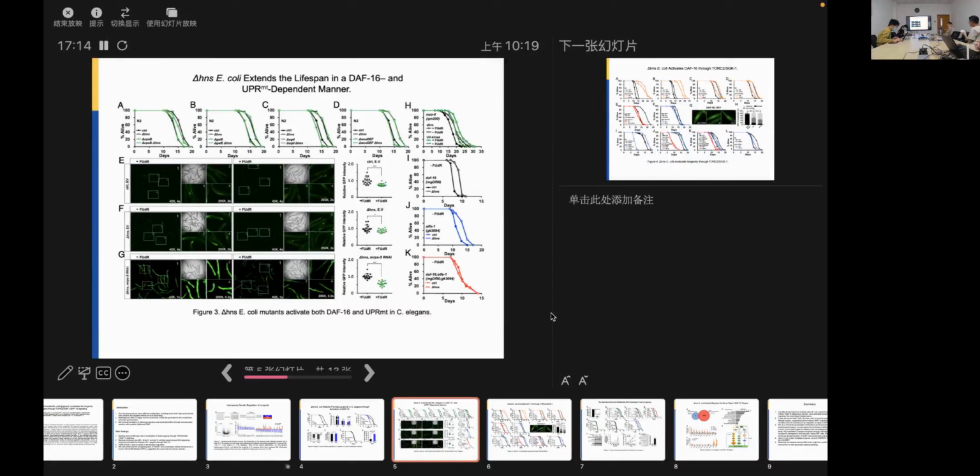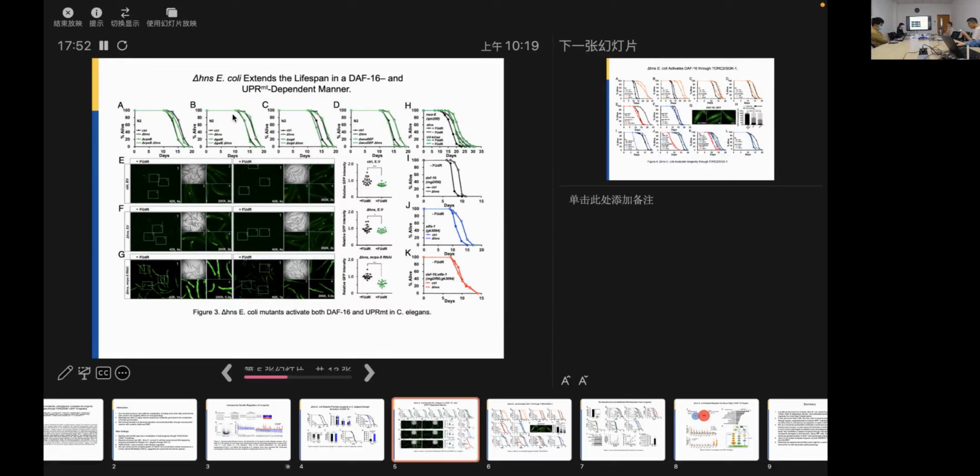So, if I were to explain it, I would say their hypothesis was, since they see the involvement of this pathway, they were wondering whether it was related to one or another branch which could activate the longevity, and whether it was DAS16 independent or related to some other effects which are known to be associated with the HNS. So figure 3A to figure 3C. Yes.